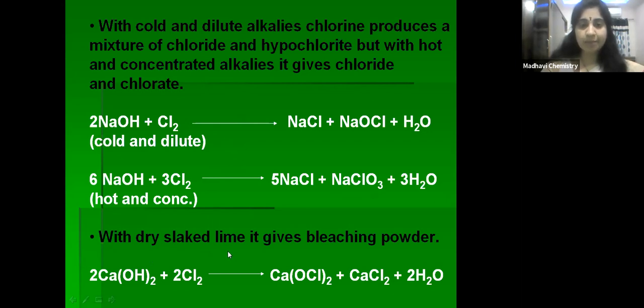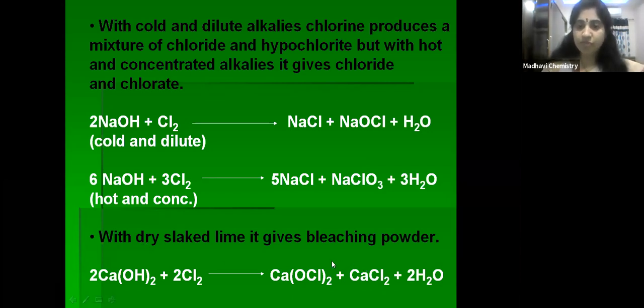Dry slaked lime, it gives bleaching powder. When chlorine reacts with dry slaked lime, it gives bleaching powder, CaOCl2 plus CaCl2 plus 2H2O. So this is the composition of bleaching powder. So when chlorine reacts with dry slaked lime, what will we get? We will get bleaching powder.